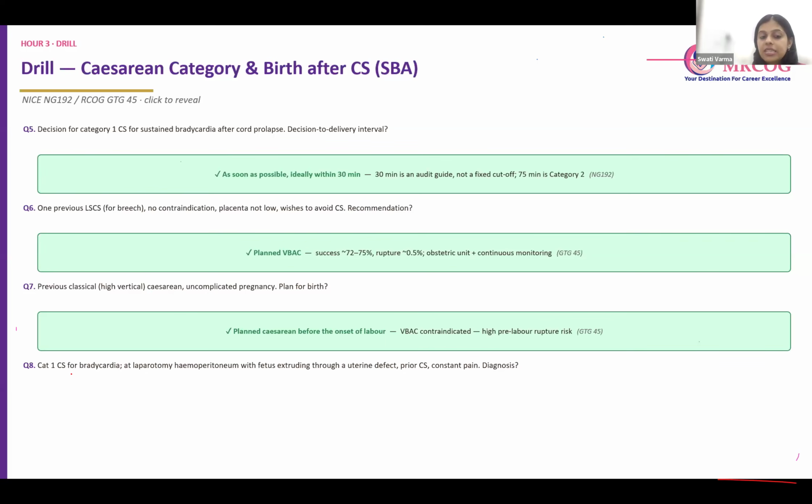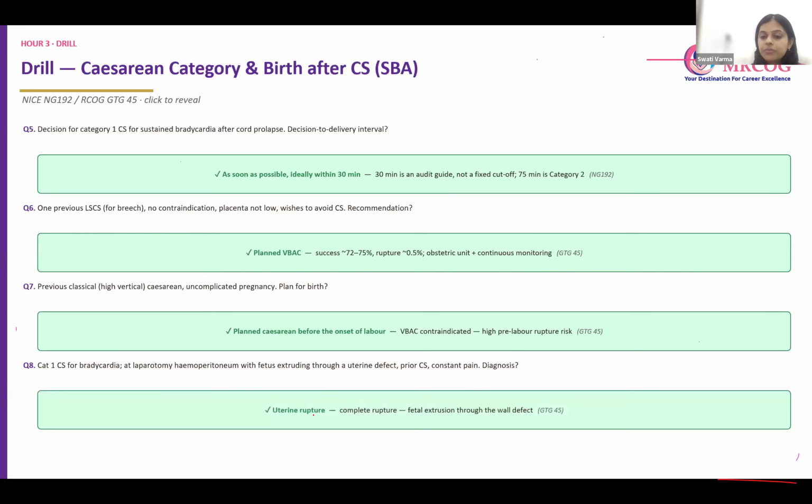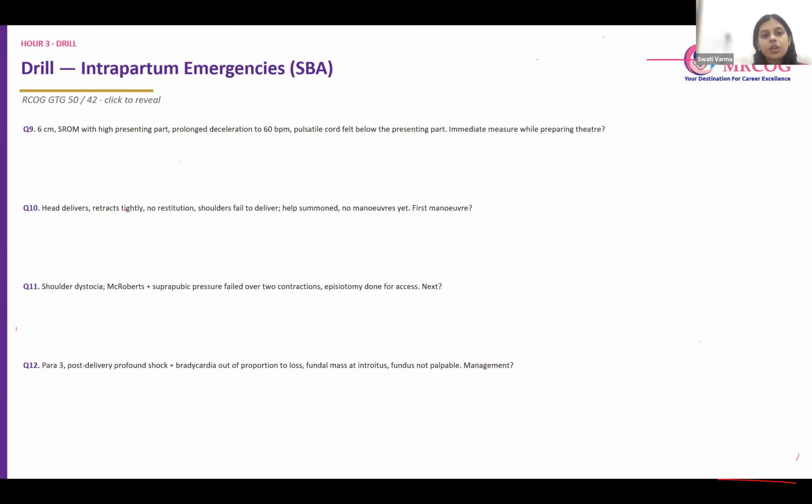Last, category 1 CS for bradycardia. At laparotomy, hemoperitoneum with fetus extruding through a uterine defect was found. Prior cesarean, constant pain. Diagnosis most probably here is, it's in front of you, uterine rupture. Complete rupture as fetus is extruding through the wall defect.